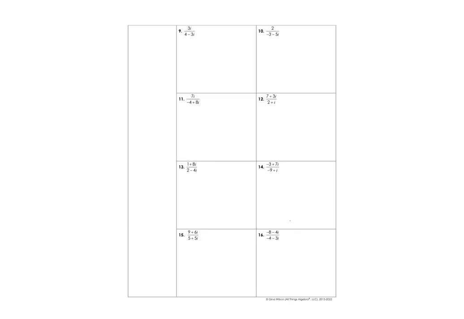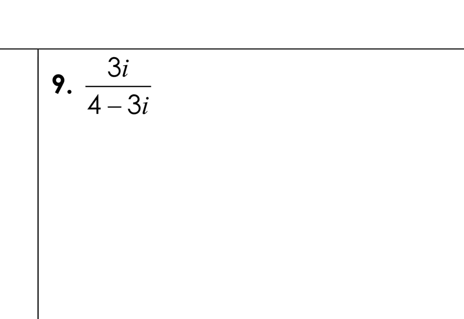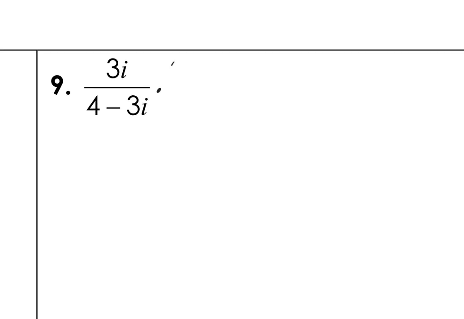All right, guys, so on this back page 9 through 16, it's really more of the same type of questions. I'm going to go through and work out the odd ones. You can just kind of watch as I do it and fill out your notes for some additional practice. So taking a look at number 9, I need to multiply top and bottom by the complex conjugate of what's in the bottom. That's going to be 4 plus 3i.